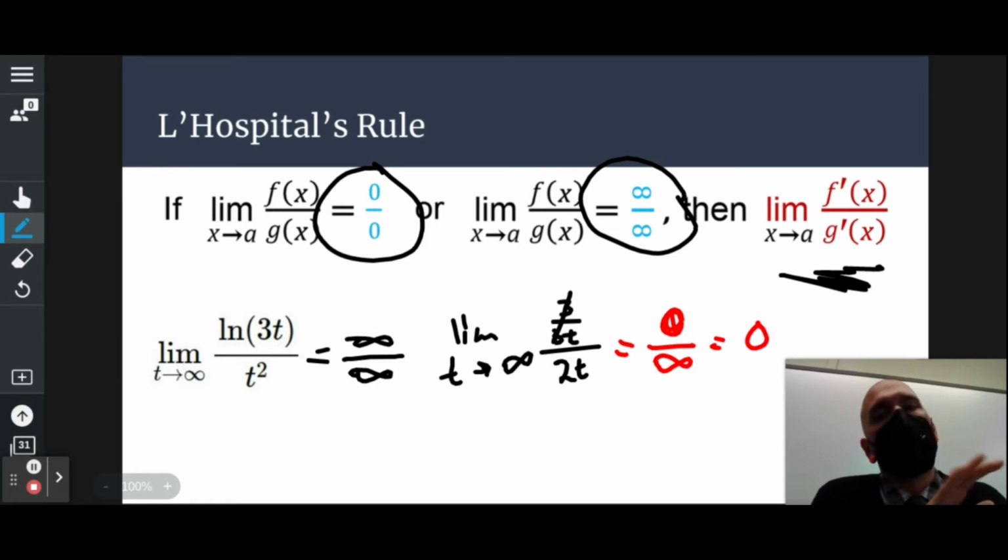So 0 over 0 is bad. Infinity over infinity is bad. 0 over infinity is not bad. Or as Eminem would say, not so bad at all.